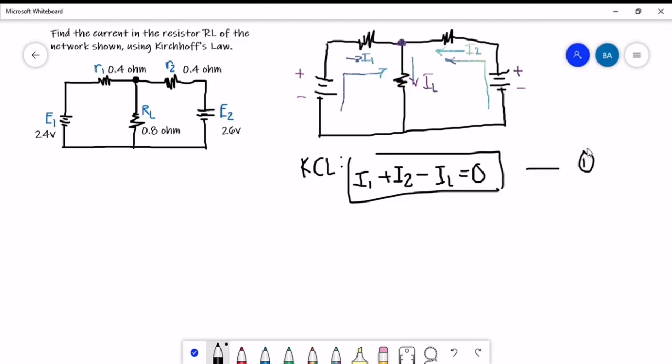So this will serve as our equation number 1. Now, since we have three unknowns, let's say we are going to find the current for our R sub L. We will also solve for the current I sub 1, and for the current that flows through our R sub 2. Since we have three unknowns, we must have three equations. This is already our first equation, so we must have another equation. How do we find it? We simply use the KVL, or Kirchhoff's voltage law.